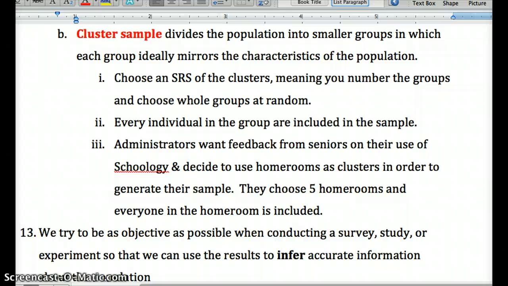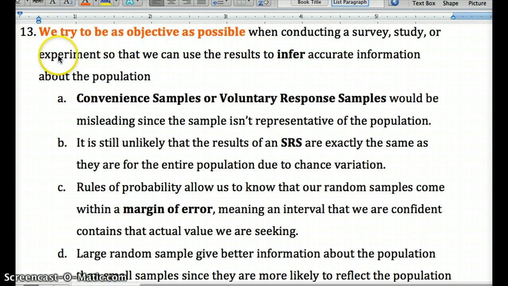So these are all strategies to try to be objective when conducting a survey, study, or experiment so that we can use the results of our sample to infer accurate information about the population. Ultimately, we want to know what's going on with the real population, and that's why we want to have a sample that represents that population. So our goal is to have a reliable sampling method and way of administering our survey or experiment so that we can use our results to infer accurate information about the population. So we try to be as objective as possible. Convenience samples and voluntary response samples would be misleading since the sample wouldn't represent the population.